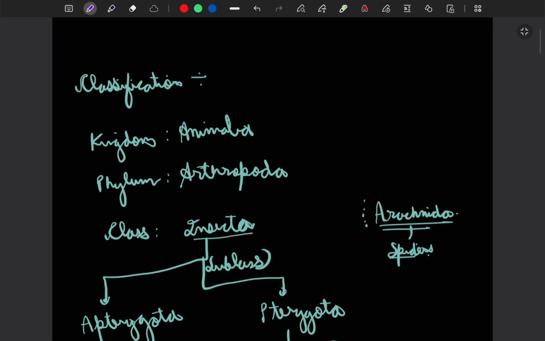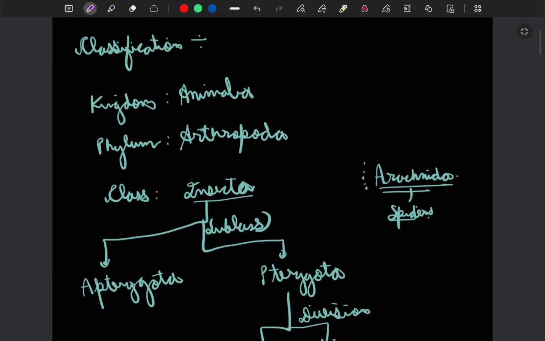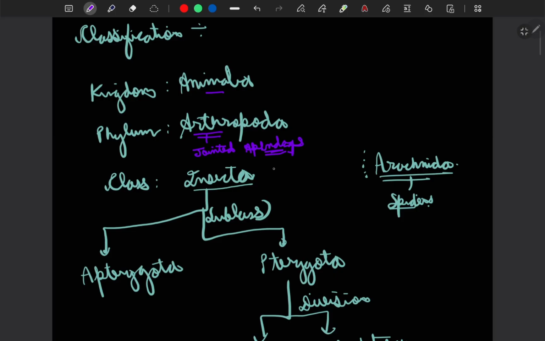So first of all, we will start with the insect classification. Obviously we are talking about the kingdom Animalia and the phylum Arthropoda. Arthropoda means joint appendages. And the class is Insecta. Insecta class is specifically known for having the feature of head, thorax and abdomen, this three-part division, and three pairs of legs.